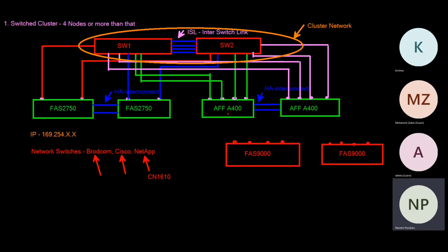But with the current setup, it is not possible, because with only the HA interconnect, the nodes will be able to talk to their partner only, the partner within the HA pair, right? They will not be able to talk to the other controllers.